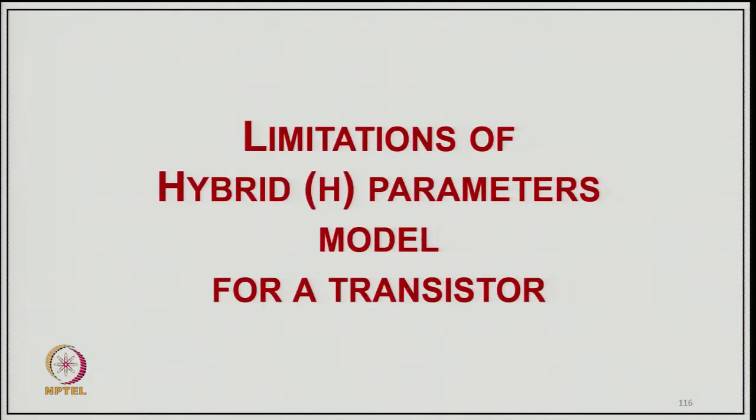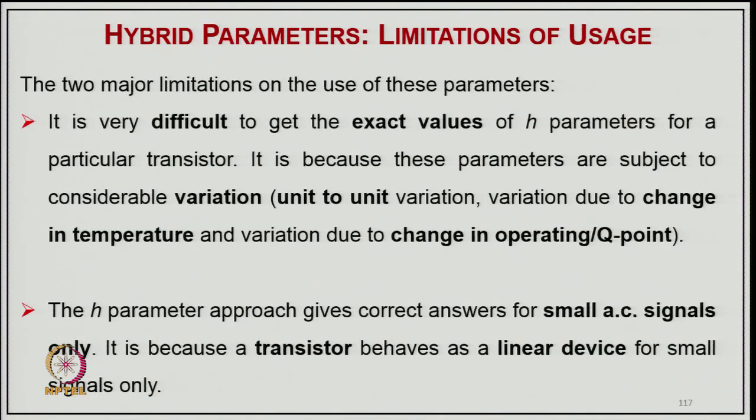Now, coming to the limitations of these hybrid or H parameters for a transistor. There are two major limitations in the use of these parameters. It is very difficult to get the exact value of H parameters for a particular transistor, because these parameters are subject to considerable variation: unit to unit variation, variation due to change in temperature, and variation due to change in the operating or quiescent point.